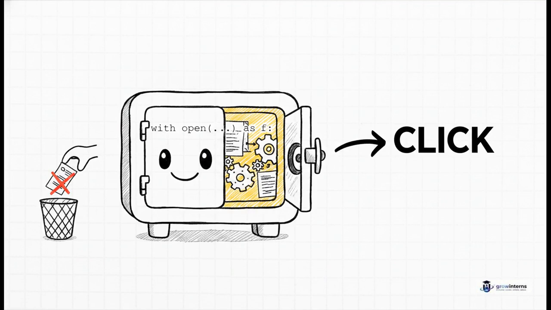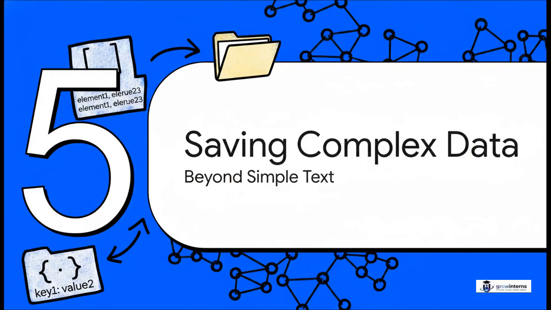And look how much cleaner the code is. You just say with open, etc., as f, and then you indent all the code that needs to use that file. As soon as your code leaves that indented block, Python steps in and automatically closes the file for you, every single time. You never have to think about f.close again. This is the way.